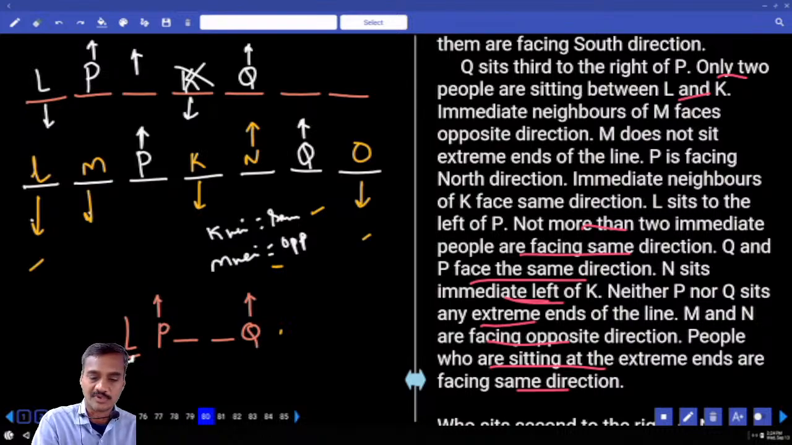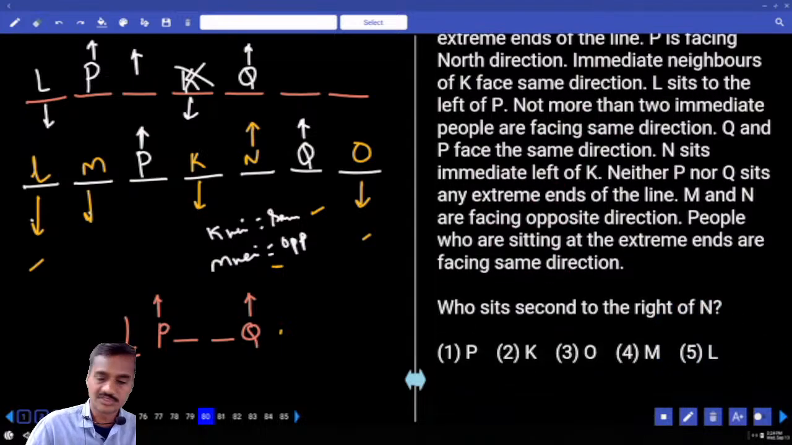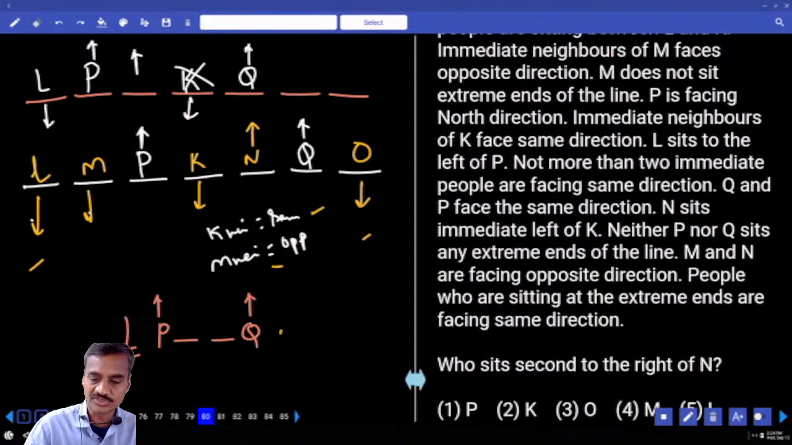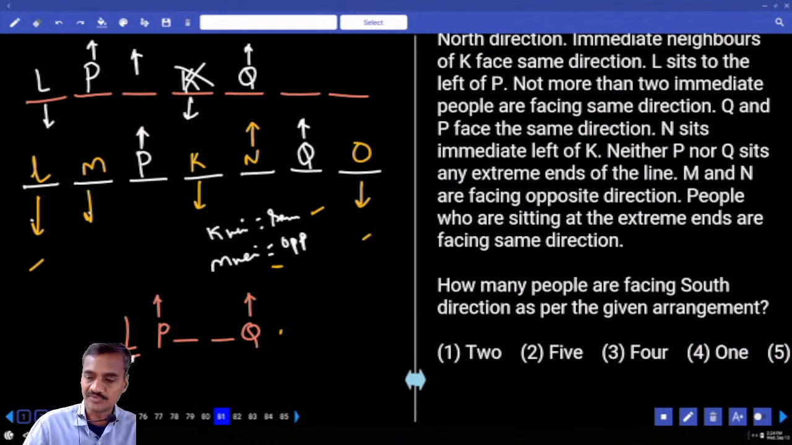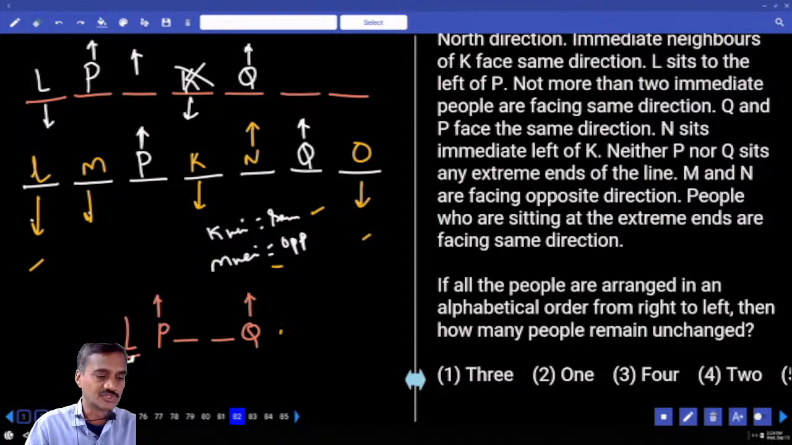Now this is about question number 80 onwards. Who sits second to the right of N? That is O, choice 3, question number 80. Then 81, how many people are facing south? Now facing south, there are 4 people, choice 3, question number 81.